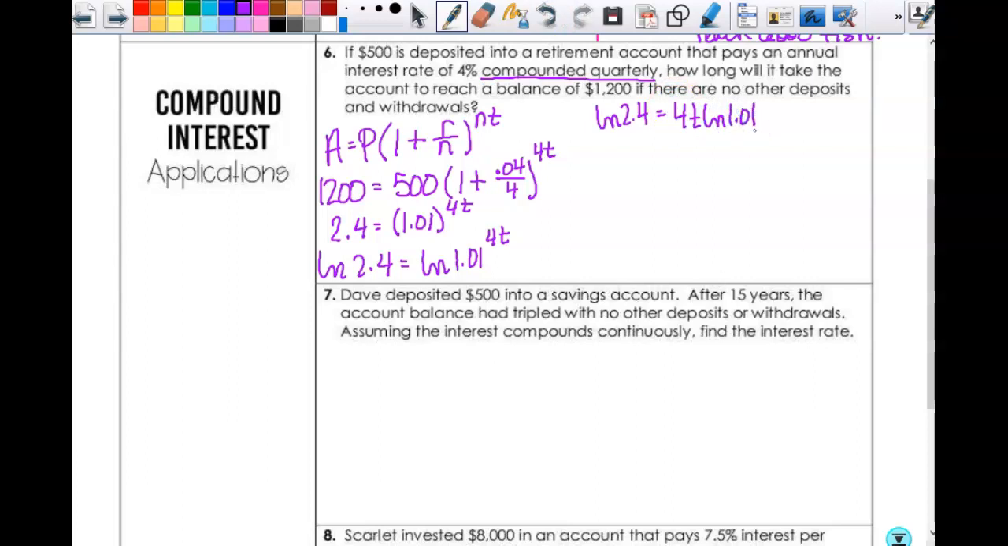I want to get t by itself, so what can I divide by? The natural log of 1.01. Can I go ahead and move the 4 with that? I can leave the t there, and I can multiply by 4 times the natural log of 1.01 all at one time. I don't have to, I can do it in pieces, but yes, you can take it with you there. So the natural log of 2.4 divided by 4 times the natural log of 1.01 equals t. Okay, so then type all that in.